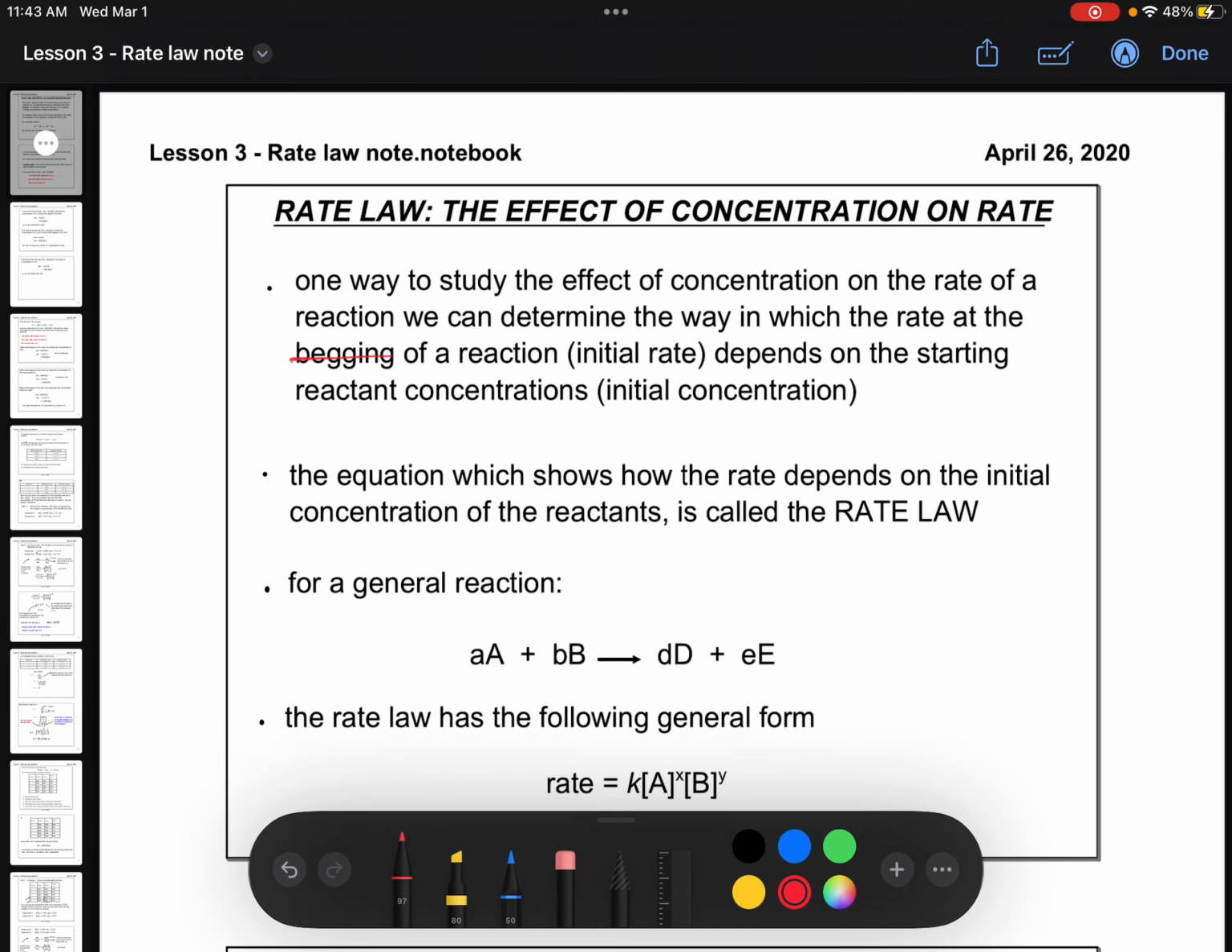So we're going to look at the equation that shows us how the rate depends on the initial concentration of the reactants, which is called our rate law. So we're going to be looking at that initial concentration.